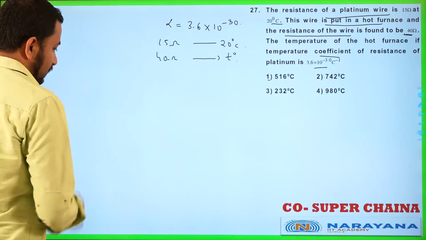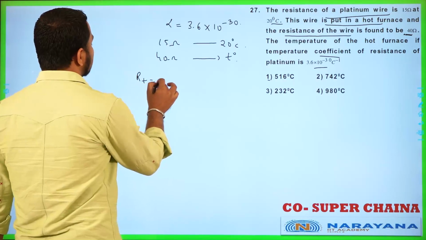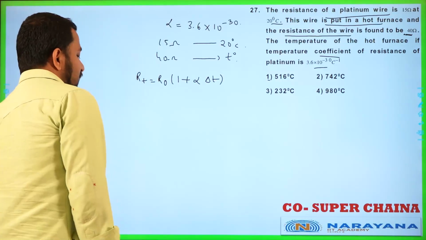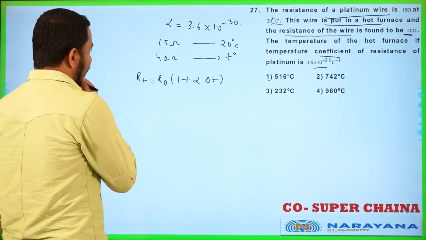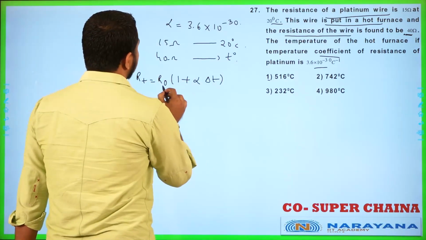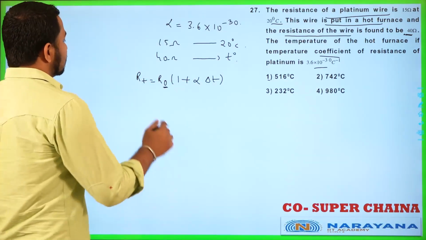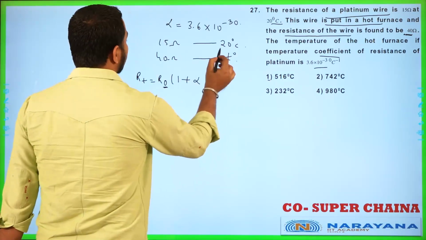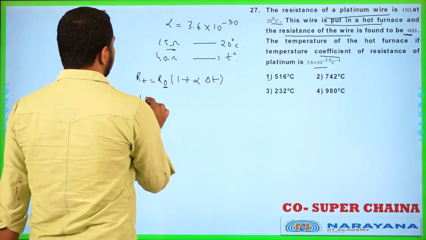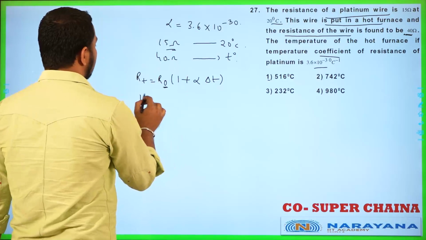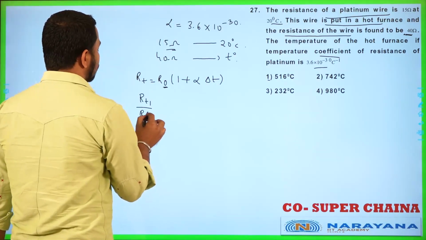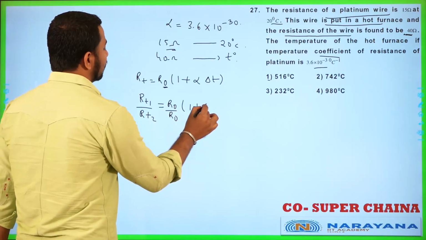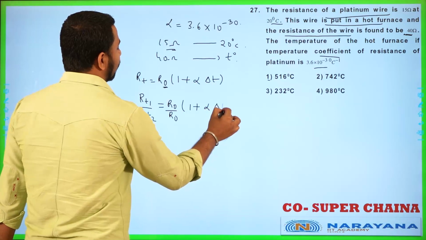Now if you see this, we know the RT formula. RT is equal to R naught times 1 plus alpha delta T. So just substitute the value here. In the first case, this is at 0 degree. RT is given to be 15 ohm. So we will take the ratio of RT1 by RT2. It will be equal to R naught, and R naught on both sides will cancel out, leaving 1 plus alpha delta T1 and delta T2.